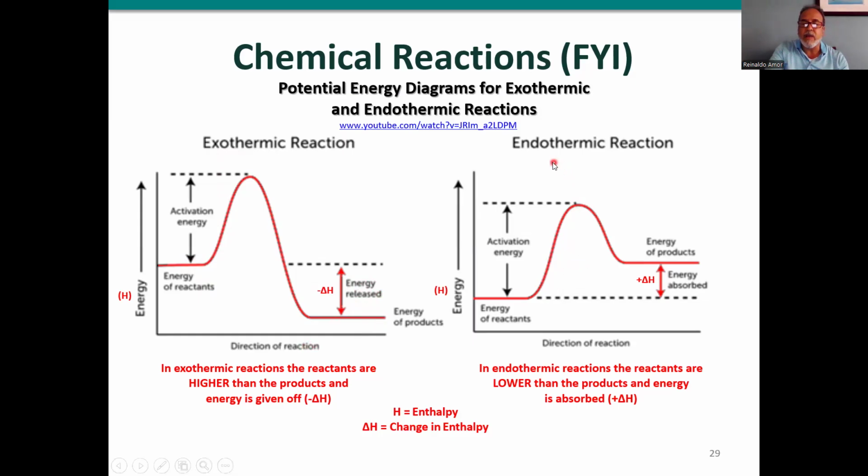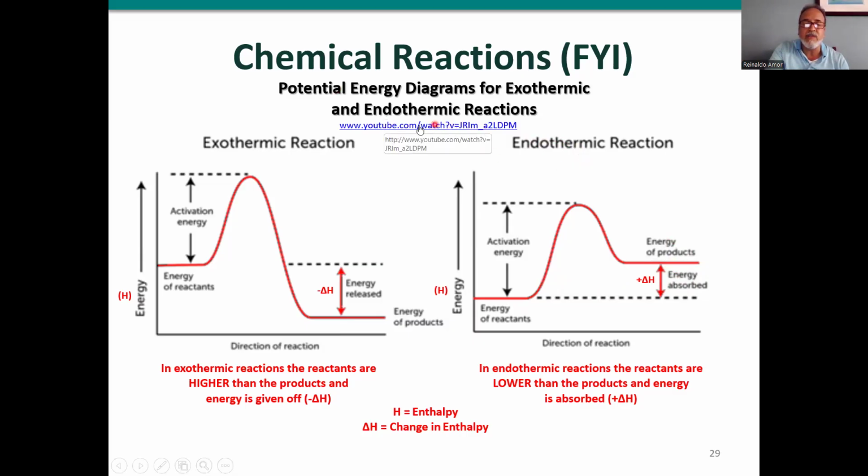In an endothermic reaction, the potential energy of the reactants here is lower than the energy of the products, and therefore delta H is positive. That means that energy is being absorbed, and in an endothermic reaction, the energy will appear on the side of the reactants. Okay, so that's how that works.